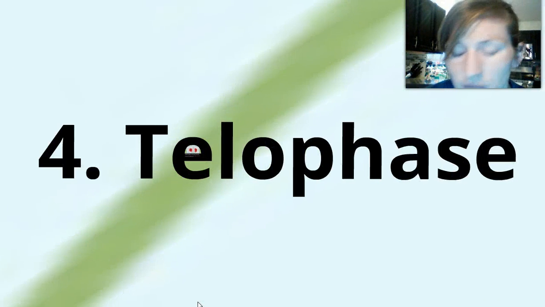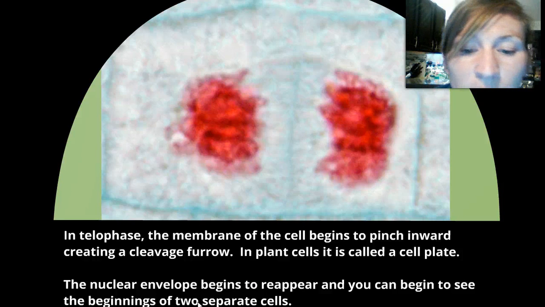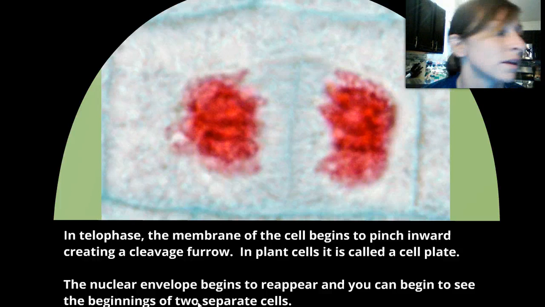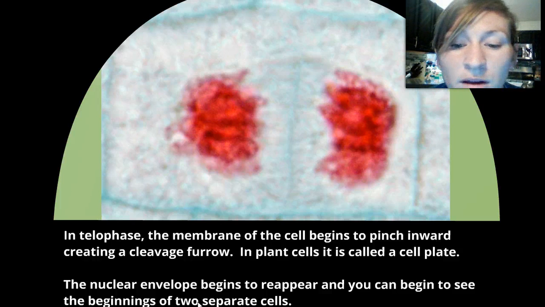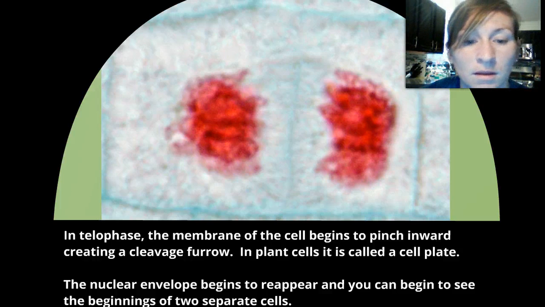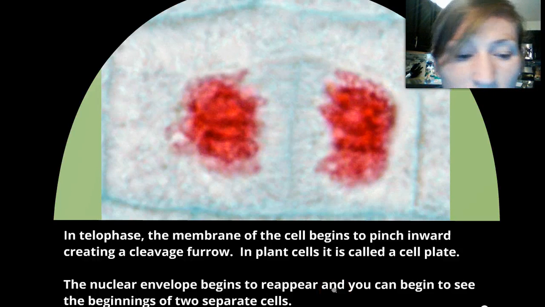Finally, we move into telophase. It's the last phase of mitosis. In telophase, the membrane of the cell begins to pinch inward, creating a cleavage furrow if you're talking about an animal cell. In a plant cell, as we have pictured here, it's called a cell plate that will form. The nuclear envelope begins to reappear at this point as well, and you can begin to see the beginnings of two separate cells.